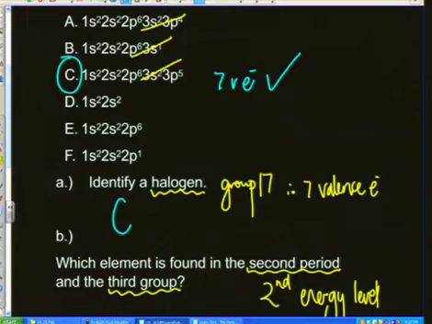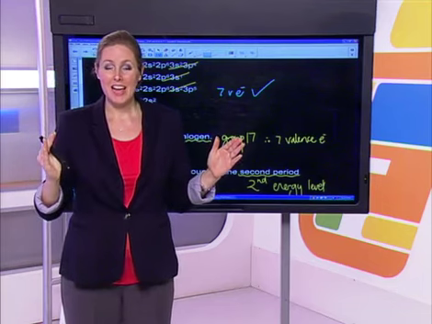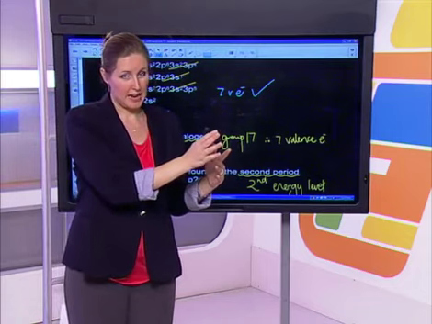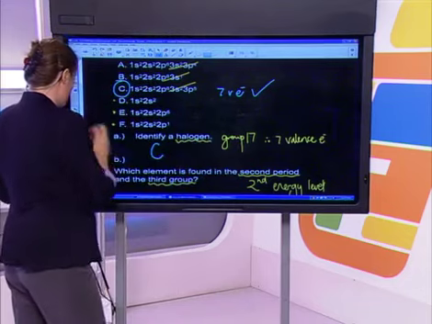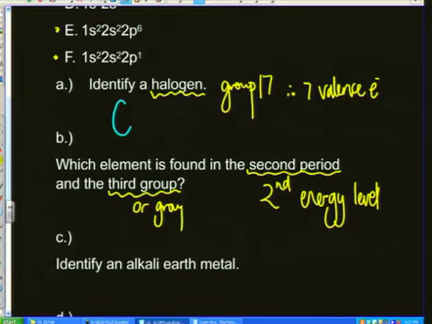Do you follow how we're doing this? We're looking for where does it end in the second energy level. D is an option. E is an option. F is an option. But we've only just done the first part, the second period. What about the third group? Well, the third group means that it's going to have 3 valence electrons, because it would be 1, 2, transition elements, 3. Okay? Or we could have, and I'm going to write in here, group 13, depending on how the question was phrased.